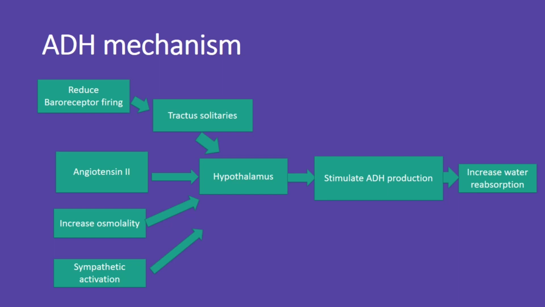When blood pressure is low, baroreceptor stimulation decreases, leading to a reduction in impulses from the tractus solitarius to the hypothalamus. When the inhibition is removed, ADH production increases in the hypothalamus. Additionally, angiotensin II directly stimulates the hypothalamus to produce ADH. Increased osmolality and elevated sympathetic drive also contribute to increased ADH production from the hypothalamus. ADH acts on the distal convoluted tubules to increase water reabsorption, conserving water and increasing blood volume. Furthermore, ADH causes vasoconstriction, leading to increased peripheral resistance and subsequent elevation of blood pressure.